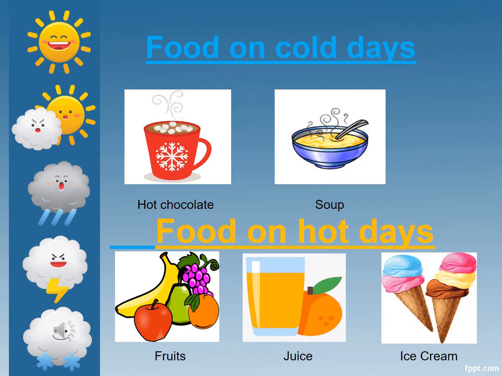This is food on cold and hot days. On the top it's food on cold days, which we have a mug of hot chocolate and soup. At the bottom we have fruit, juice and ice cream. But I'm sure your mom, dad or an adult will prepare different kinds of food in these kinds of weather. This is just an example which I have put up.